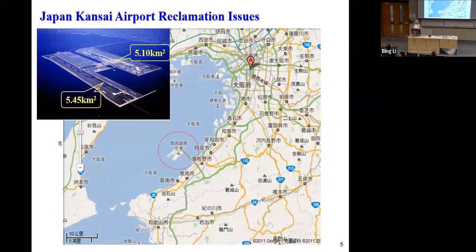Another very famous example is two artificial islands near Osaka. This is Kansai International Airport. The two runways are totally built on two artificial islands, very big islands. You can see the first island is 5 square kilometers, and another one is 5.5 square kilometers. They built the first island for the first runway, then built a second runway. They faced big problems with settlement, which I can show you. We also visited this site.